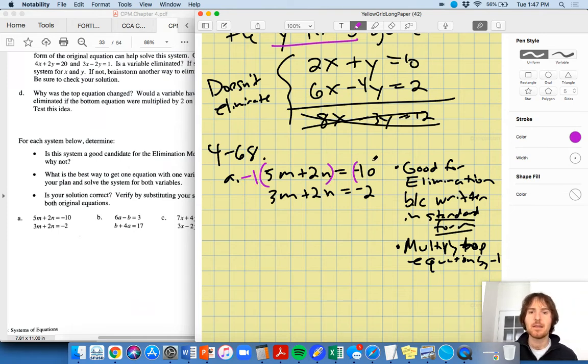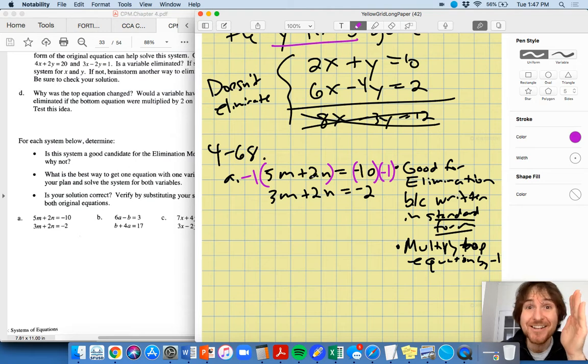Why did I do that? See if you can figure out why I'm going to multiply this one by negative 1. Well, I got my 2n's. 2n plus 2n is 4n, and that doesn't cancel out. But remember, we're looking for opposite coefficients. So if I multiply negative 1 times positive 2, that gives me a negative 2. I'm going to move this purple stuff down here because then I'm going to be able to add the equations together. It's going to eliminate right away.